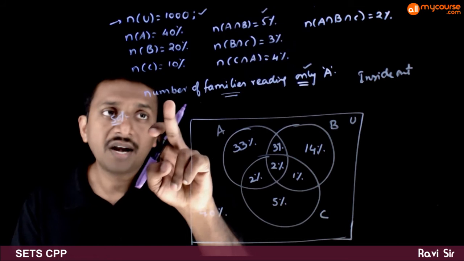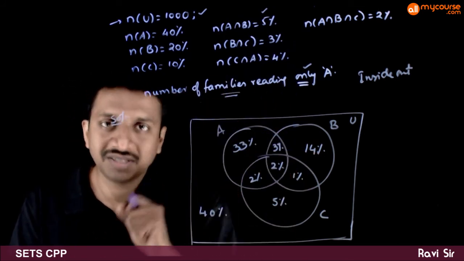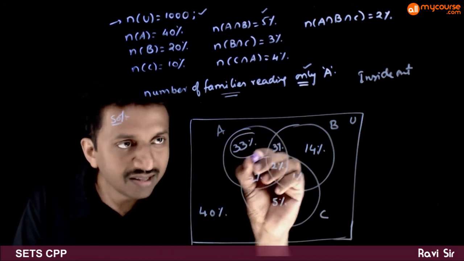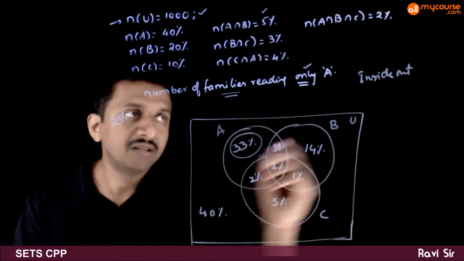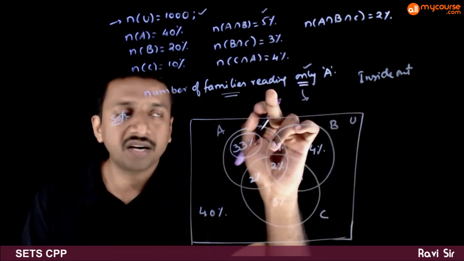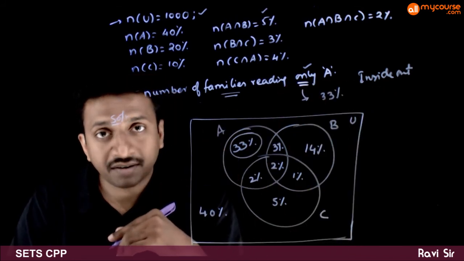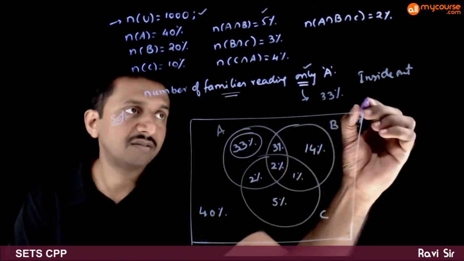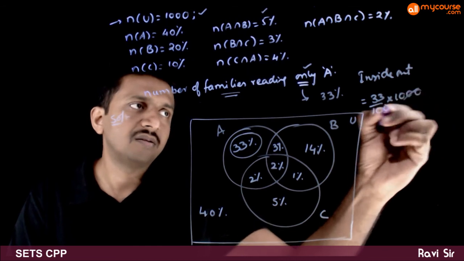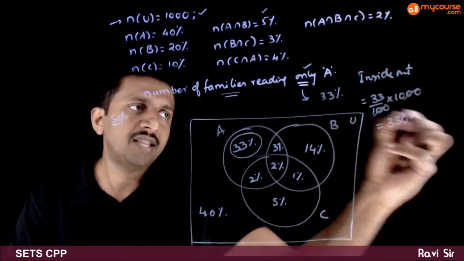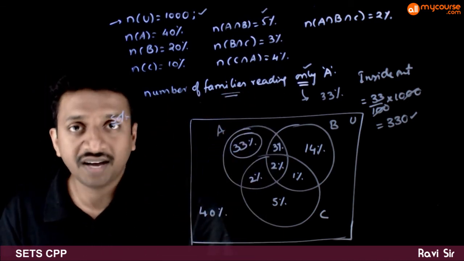Now the question is, number of families reading only A. It is A but not B but not C. It means you have only this region. This is the region which corresponds to A only. So the number of families reading A only is 33%. That is 33 out of 100. But there are 1000 families. So that is equal to 33 by 100 into 1000. So that is equal to 330 families. So the number of families reading only A is 330.